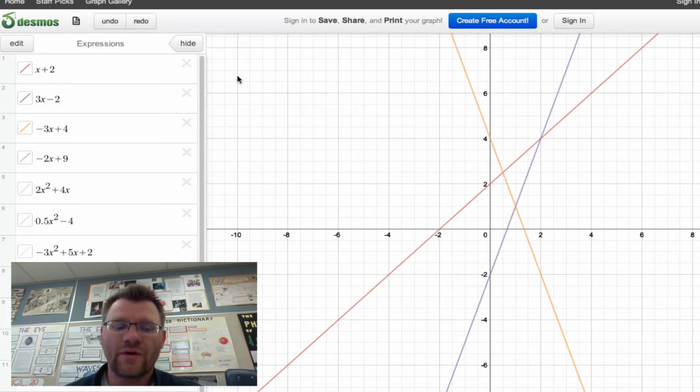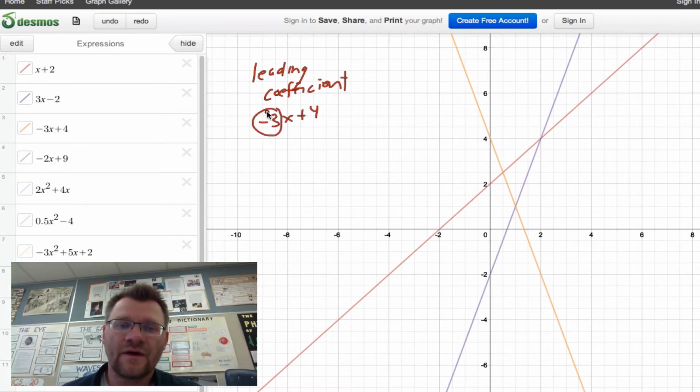So this, what we call the leading coefficient, is really, really important. It determines what quadrant the function starts in and what quadrant the function ends in, and that's called the end behavior. So the leading coefficient, in this case for negative 3x plus 4, would be the negative 3. And in the previous case, 3x minus 2, that would be a positive 3.